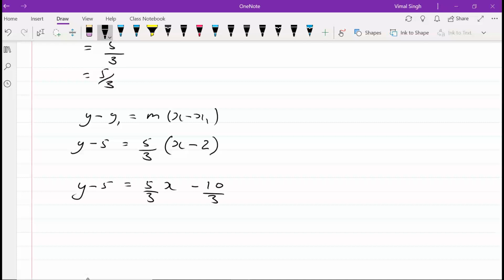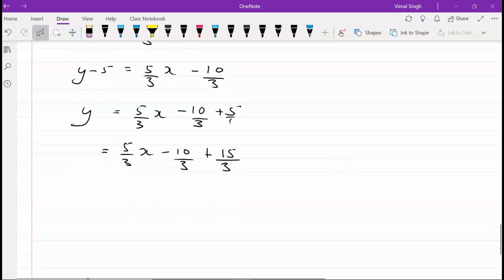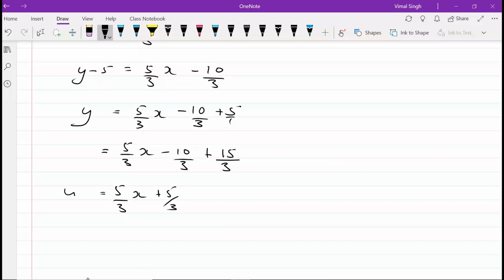Now this minus 5 needs to be on the right hand side so I can write it in the form y is equal to mx plus c. So that minus 5 will become a plus 5 if it comes to the right hand side. So y is going to be 5 over 3x minus 10 over 3 plus 5. Now over here the denominator is 1, whereas this one is 3, so I need to change that. Everything gets multiplied by 3, so that's going to be 15 over 3. So that now becomes y is equal to 5 over 3x plus 5 thirds. That's the equation.